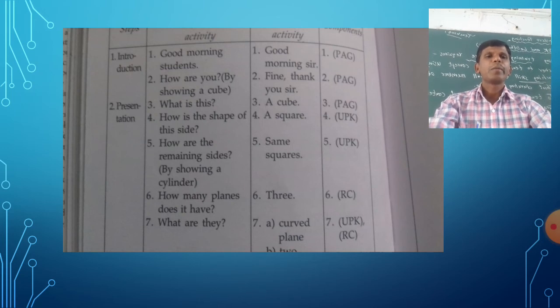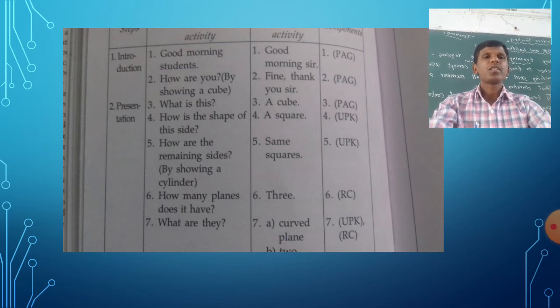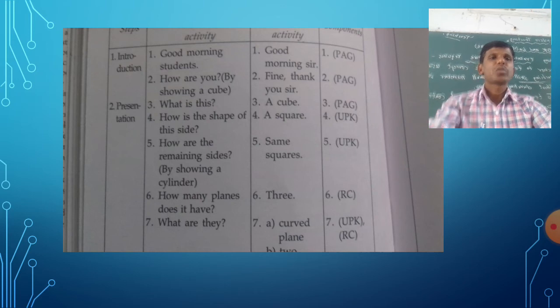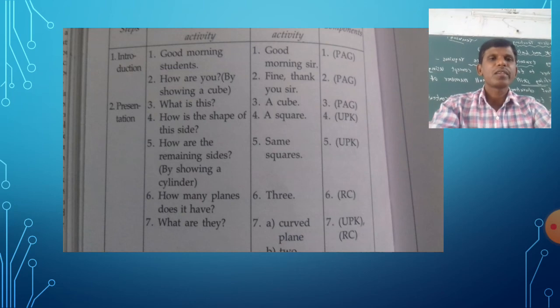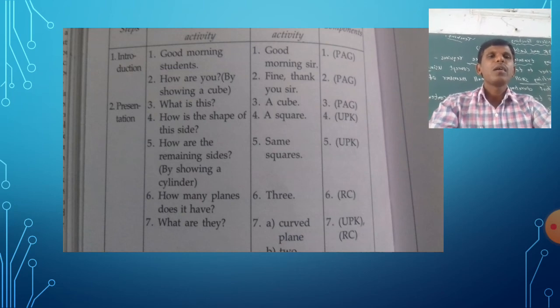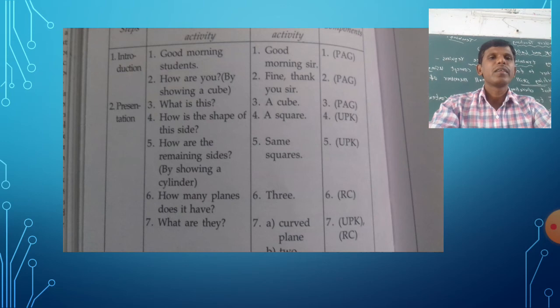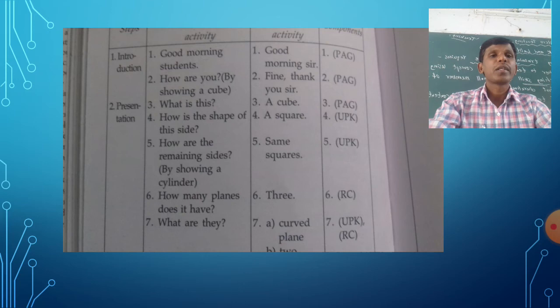We use the previous knowledge and brainstorming questions. First, they will ask by showing a cube. So the TLM required for this topic is a cube also. By showing a cube, the teacher asks, "What is this?" The student replies, "A cube." Then the teacher asks, "What is the shape of this side?" The student gives the answer to the question as square.